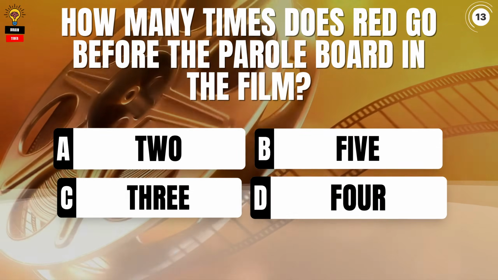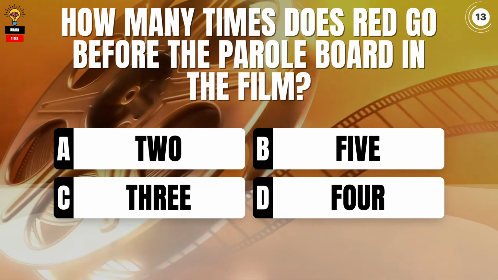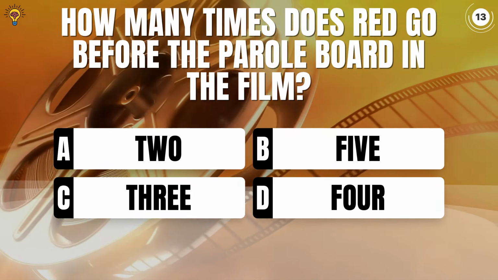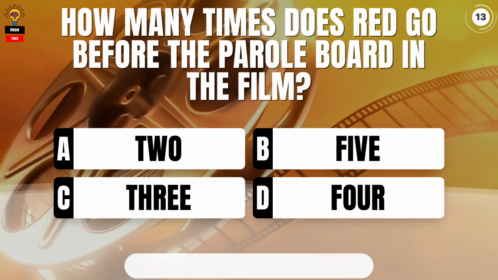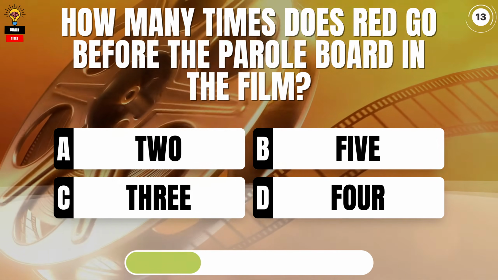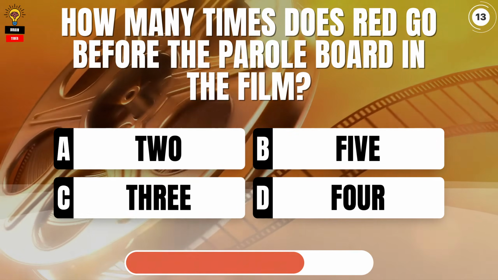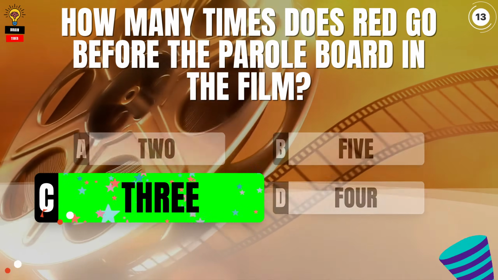How many times does Red go before the parole board in the film? 2, 5, 3, or 4? 3.